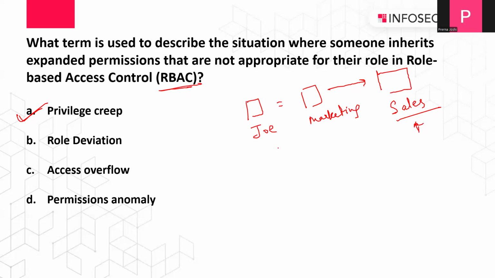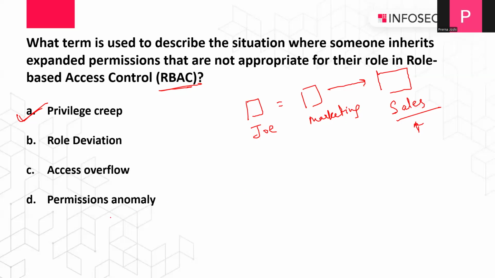So the current role is salesperson, but he also has the access control of marketing as well, which is not needed for his work. So that is privilege creep, right? So the correct answer is A, privilege creep. And if we talk about role deviation, so here what happened? This is a situation where user action or assigned permission deviated from the defined IT responsibility, right? Whatever scope they have in their assigned roles, that is role deviation.